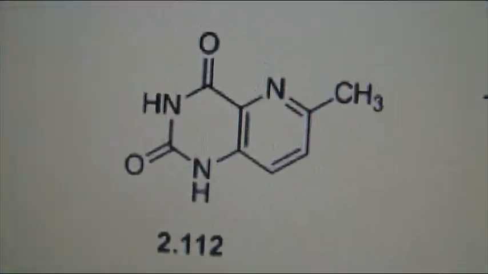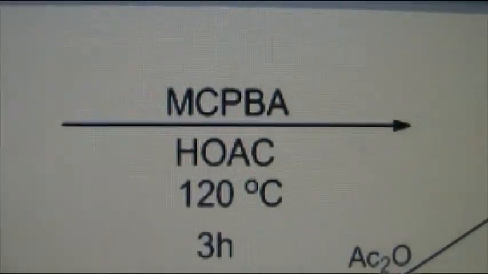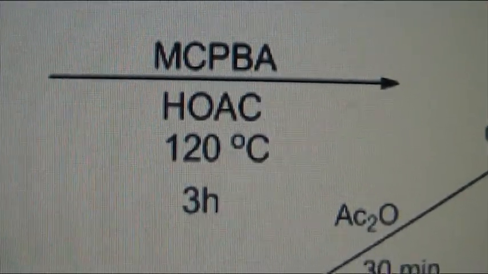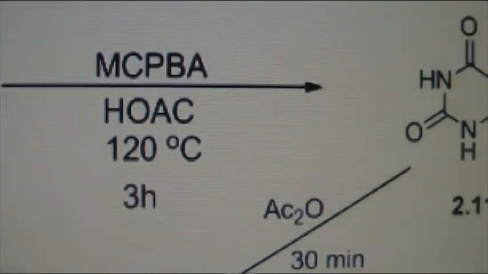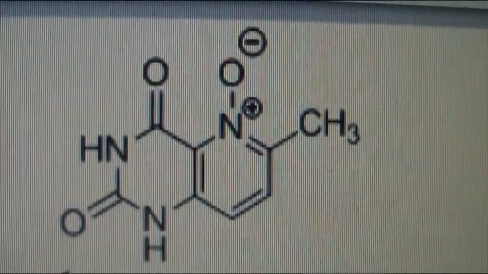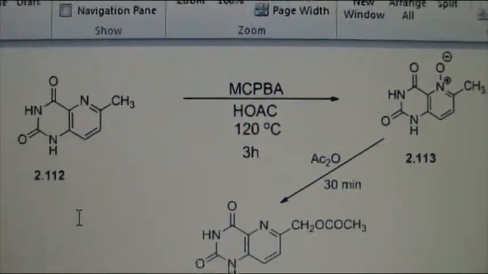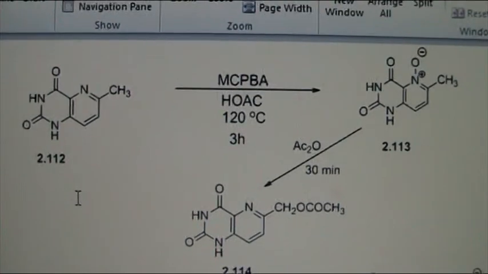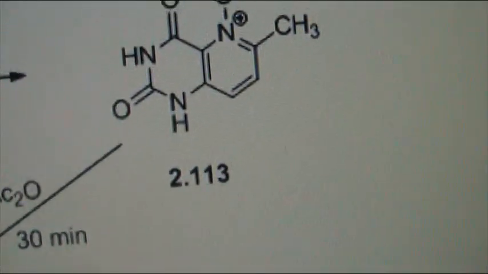This region, you have seen before, it's a cute molecule, a beautiful molecule, and using MCPBA, acetic acid, 20 degrees centigrade, you get the N oxide. You can see this is the N oxide. So this is the reaction. Yes, N oxide. So here we go. What happened after that? This is the N oxide.